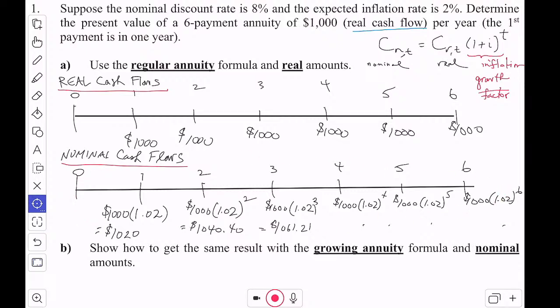In this first question, I'm asked to use the real cash flows here and the annuity formula to calculate the present value. In the second part, I'm asked to show how to get the same result, because you should have the same result whether you're using this timeline or this timeline. So something needs to change in my approach. In fact, what changes is this timeline is a regular annuity, but this timeline is a growing annuity.